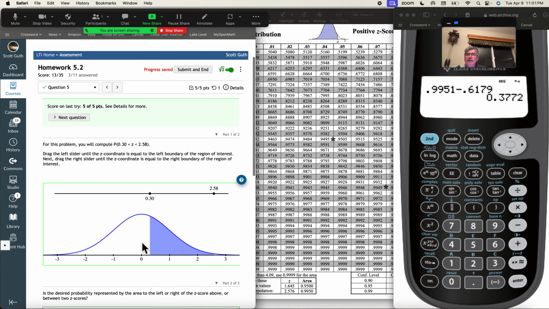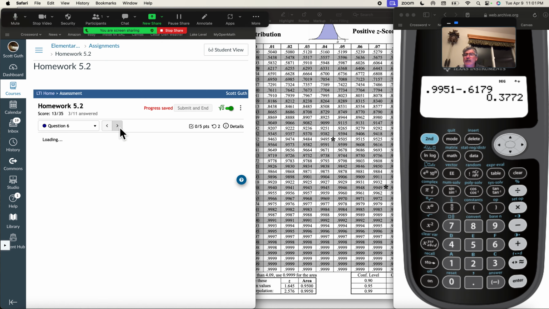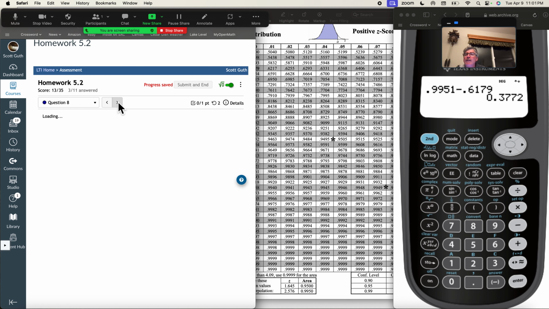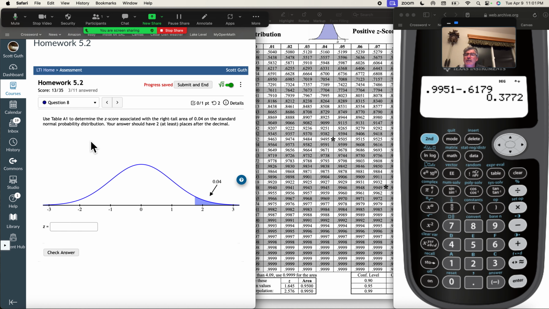And then I think that'll cover all the different types of problems. Yeah, there's a 7 here. I don't think I'll worry about that. 8. Oh, okay, now this last type of problem is really interesting. It says we want to determine a z-score with a right tail of 0.04 on the standard normal table.